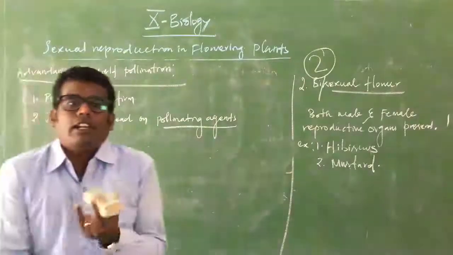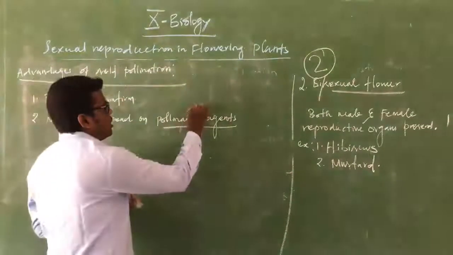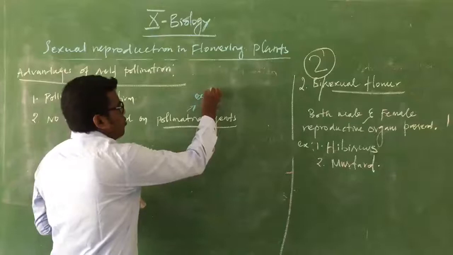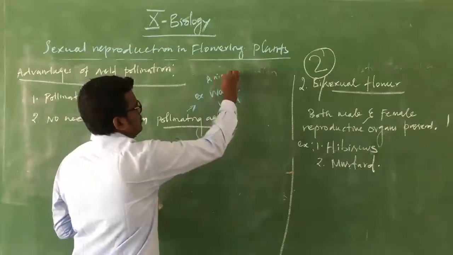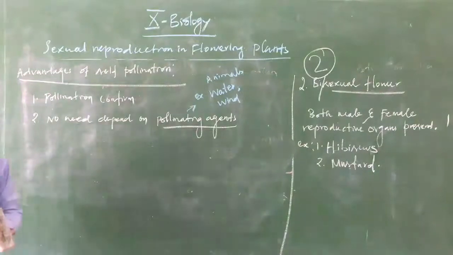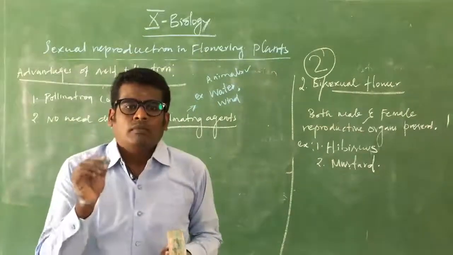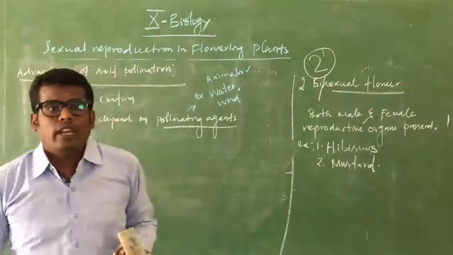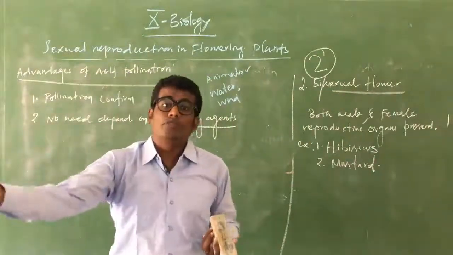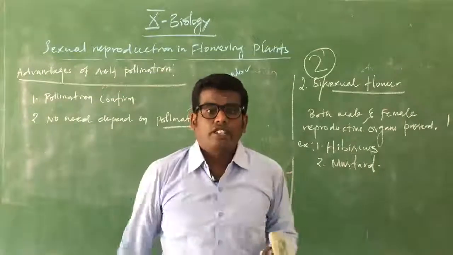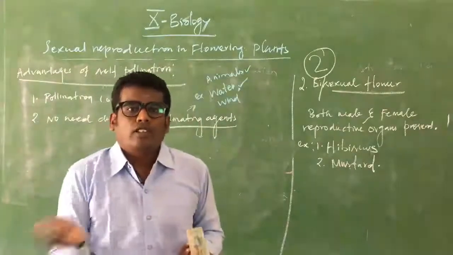Those which help with the pollination are called the pollinating agents. What are they? For example, water, wind, animals. These help with the pollination. When an animal crosses a plant, the pollen grains attach to the animal's body, and wherever the animal moves, the pollen grains are distributed and help in pollination. And water also carries pollen grains from anther to stigma.